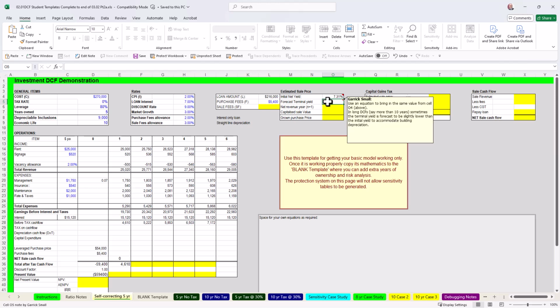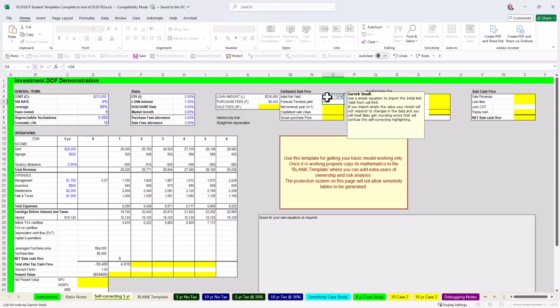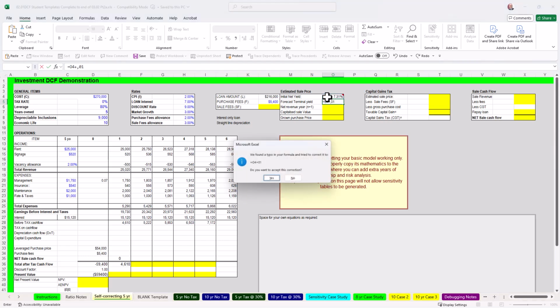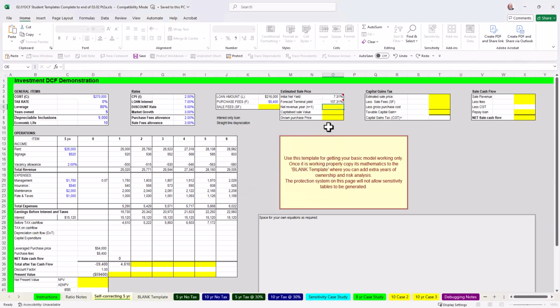Okay, long and short of it is that if you're going to be ambitious enough to forecast a different terminal yield to the initial yield, it will be a little bit higher. On commercial buildings over 10 years, often the rule of thumb is about an additional 1%. And so we could, for instance, say it's going to be the initial yield plus 0.01. Okay, 8.1%. Okay, that's on commercial property.